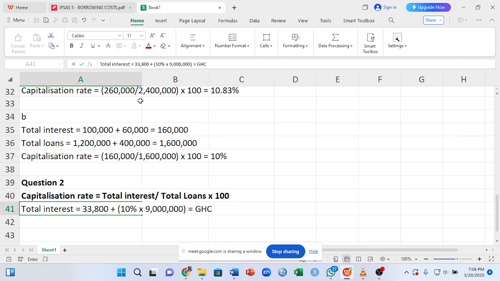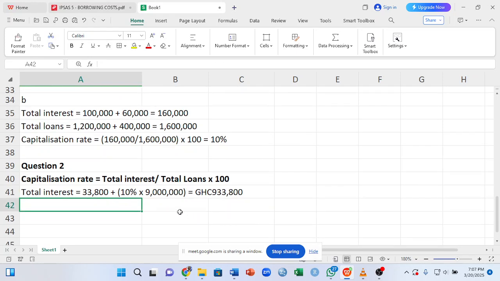And so let's calculate for that. When we add the two, we are getting 933,800.